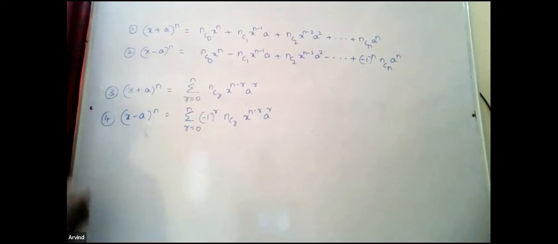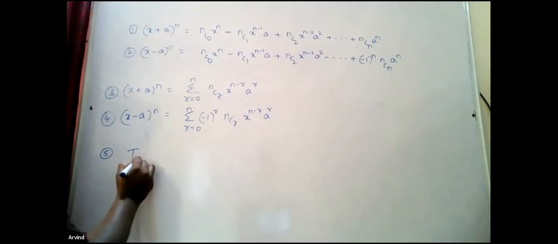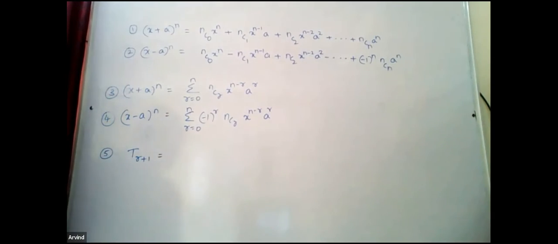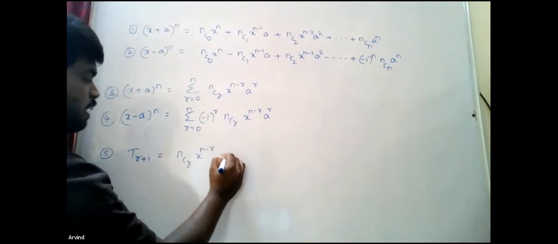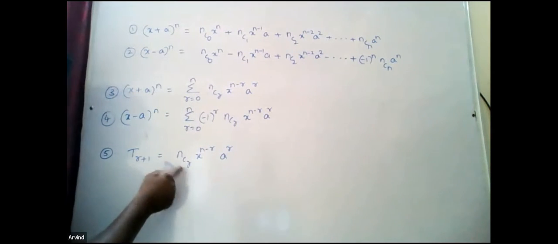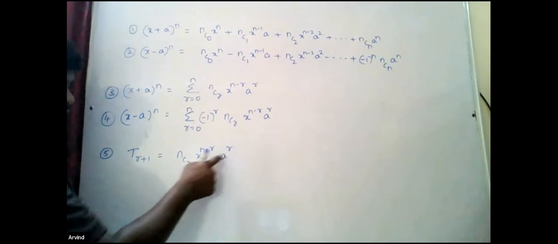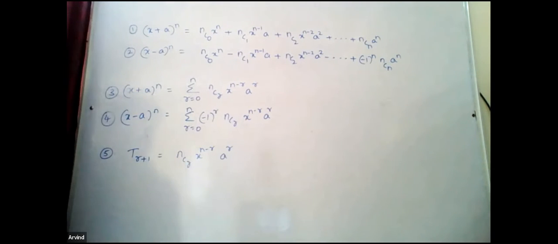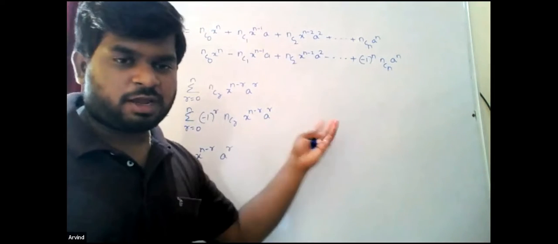Next is the r plus 1th term. Could you give me the formula for this? The r plus 1th term, Tr plus 1, is given by what? Only this: nCr x to the power n minus r a to the power r. As I told you, just remember nCr, x has n minus r as its power, and a has r. Usually it is like that. Okay, this is for the r plus 1th term. They also ask you to find the middle term. That we can do later.